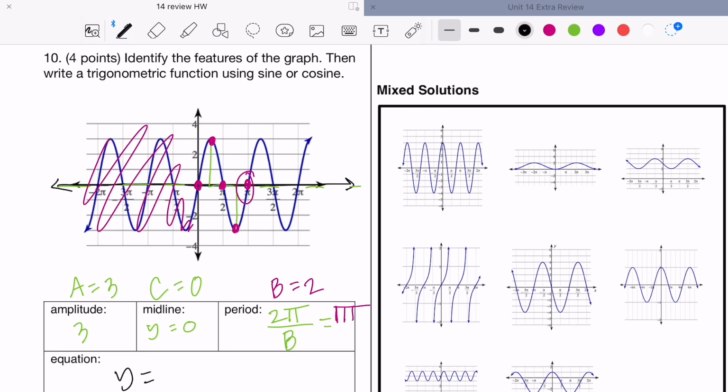Oh, and we also need to notice that this is positive sine because it starts on the midline and goes up. Negative sine starts on the midline and goes down. So 3 sine of 2x plus 0. And then again, I'm just going to clean up that plus 0 because it's not necessary. Okay, last problem.